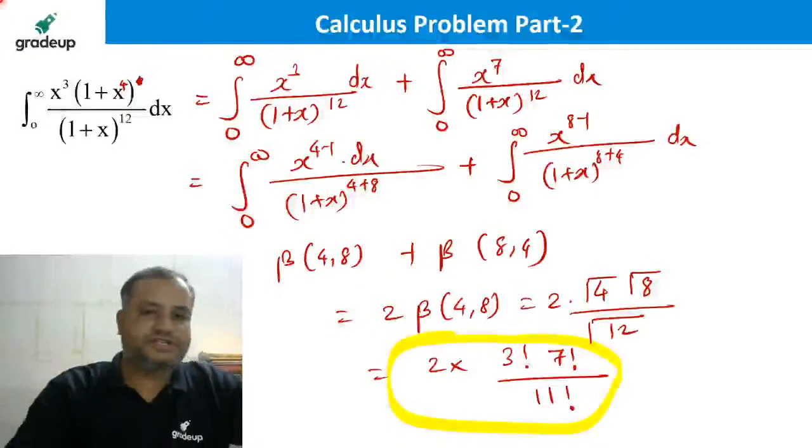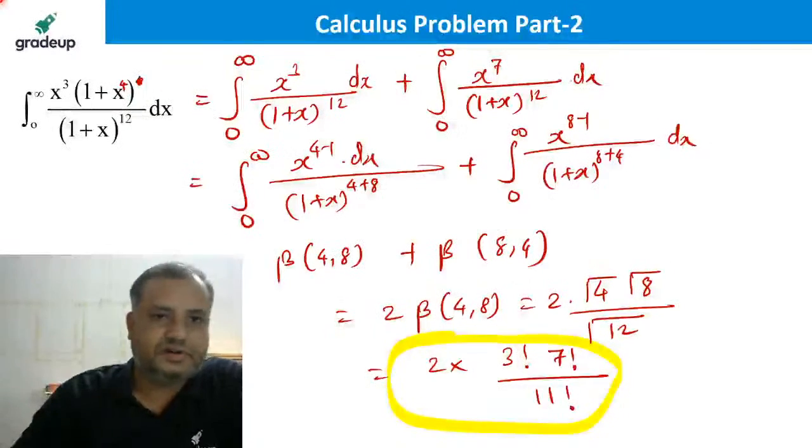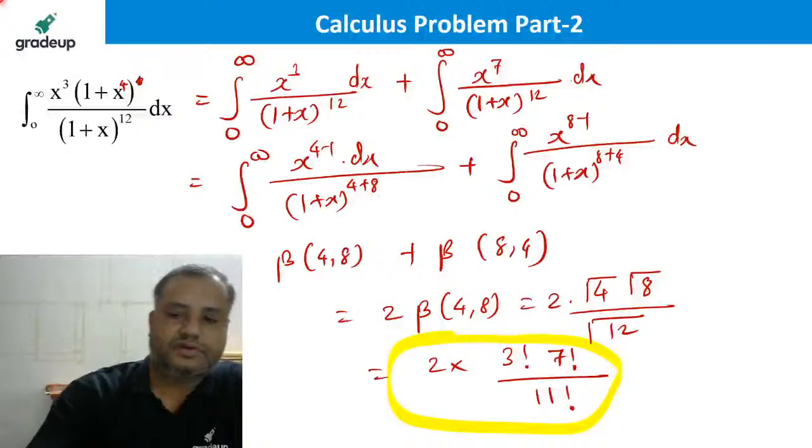So 1 upon 660 should be the answer. Correct. Next.